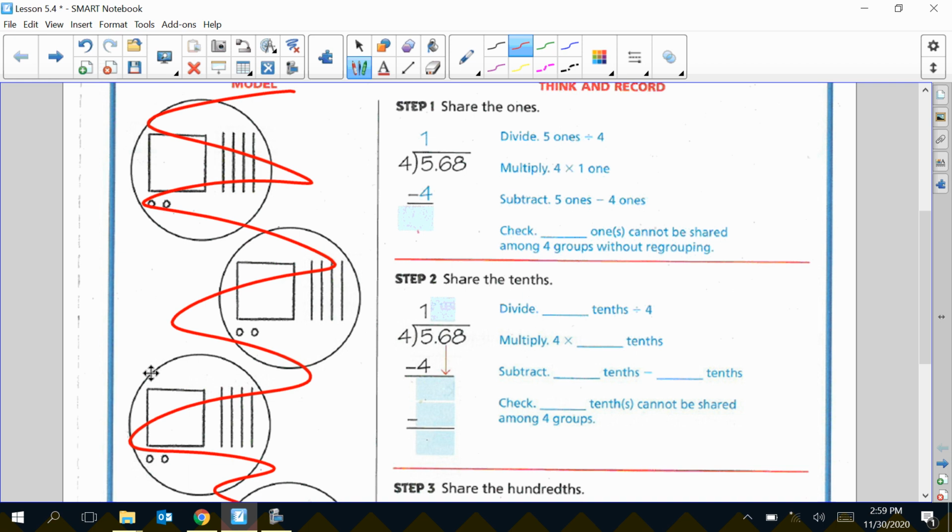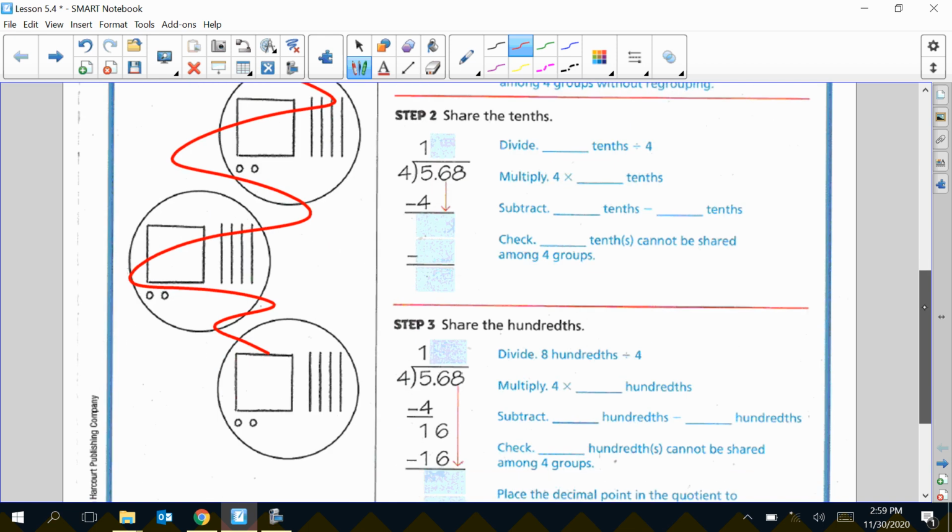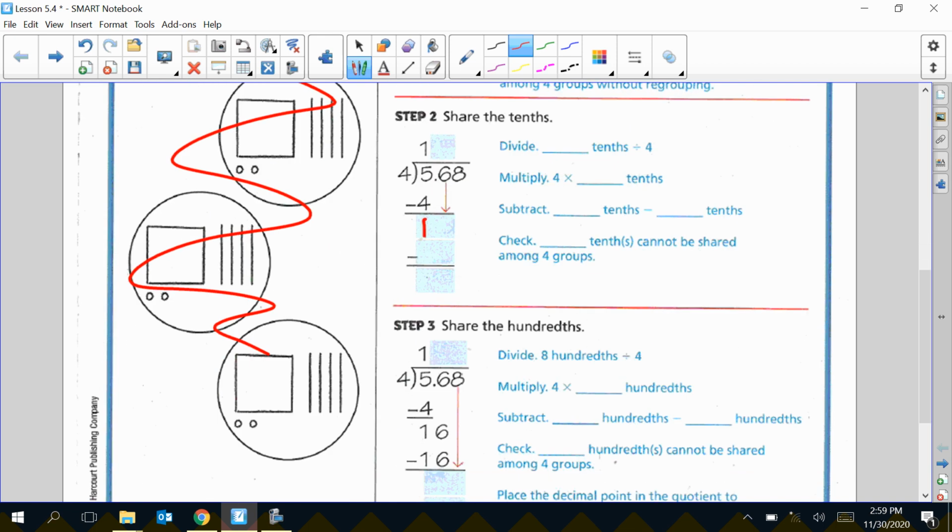And we go ahead and start the division here in step 1. 4 goes into 5 one time. 1 times 4 is 4. And then we subtract. 5 minus 4 is 1. So we can then check. 1 cannot be shared among the other 4 groups, so we're going to keep going. As we scroll down here to step 2, after we subtract, we bring the 6 down.